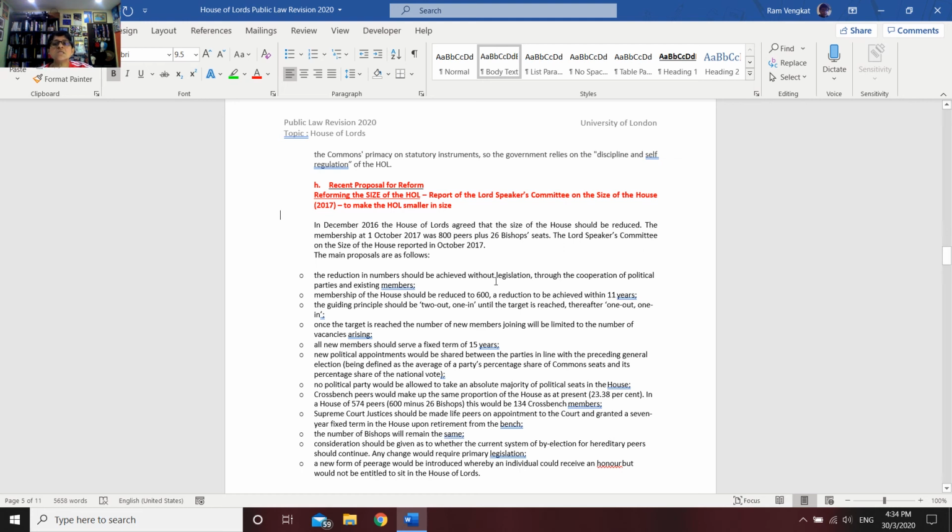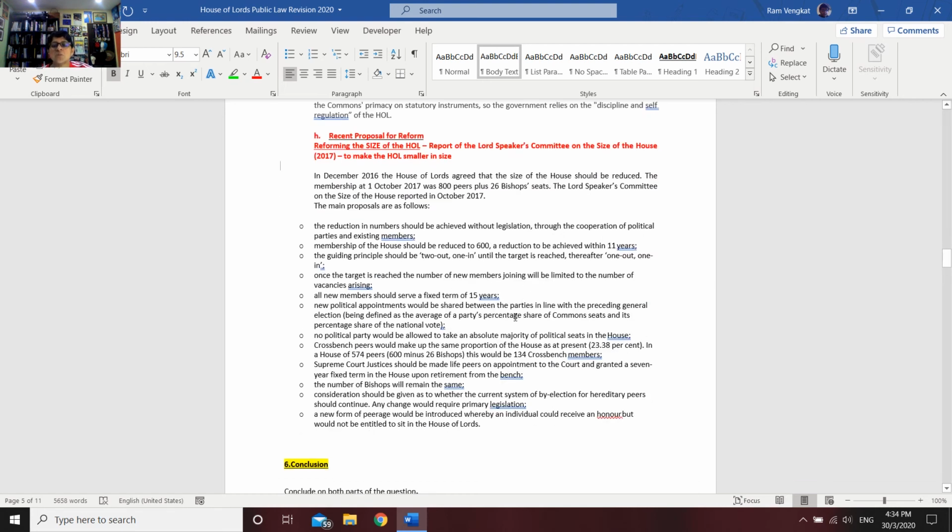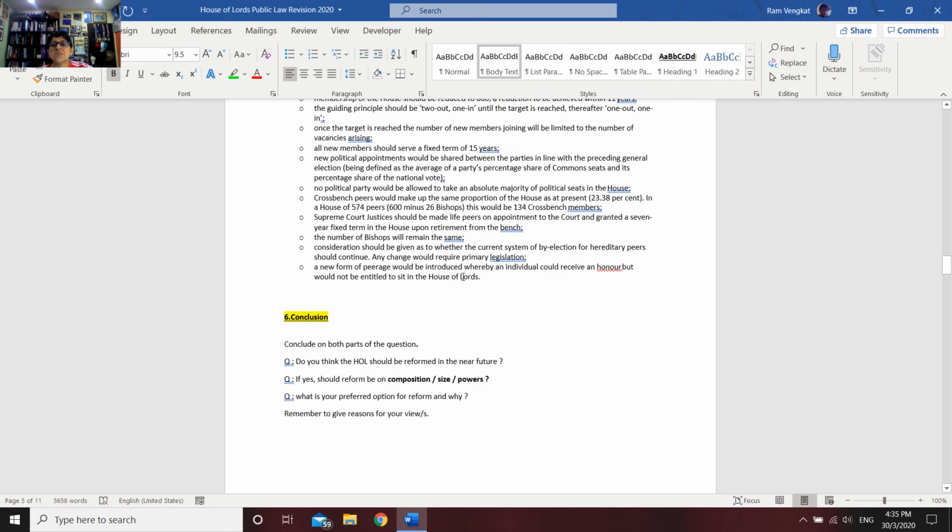How is that? This is by the Prime Minister recommending fewer peers to be appointed. So the reduction in numbers is hoped to be achieved to reduce the numbers to around 600, because the House of Commons has 650 members, so reduced to around 600, to be achieved within 11 years through a 2-out, 2-in system. Okay, so these are some recommendations in the 2017 report.